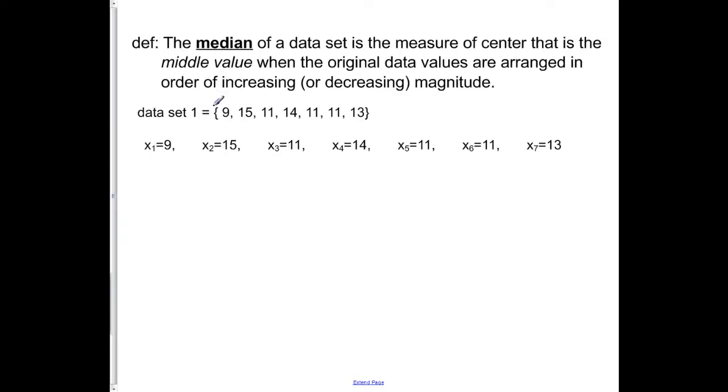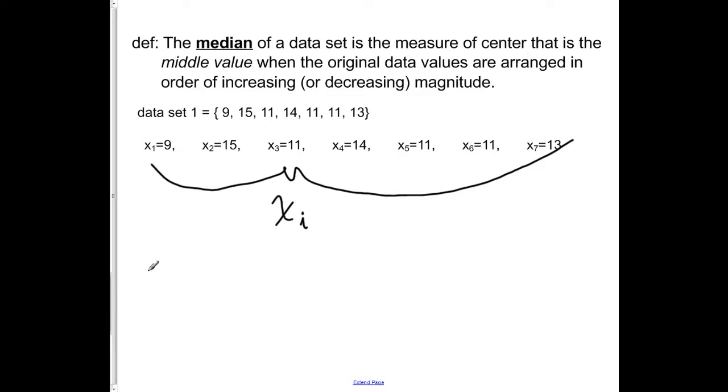This is data set 1, the same data set we looked at when we were doing the mean. And these are the xi. These values here are what we call the xi, the original raw data. For instance, if i is 1, we have 9 as the value. That's the first element of our raw data set. If i is 4, I have x4, which is 14, the fourth element of my raw data set.